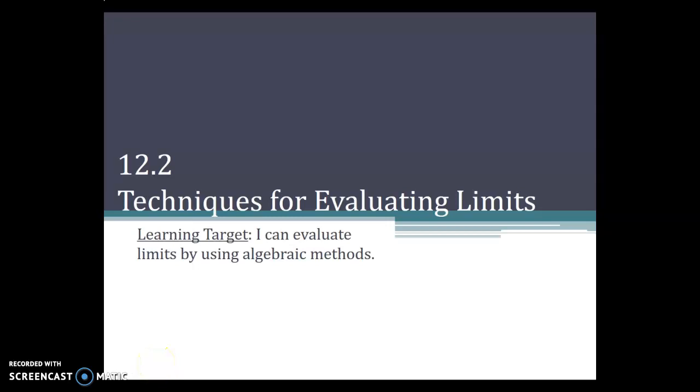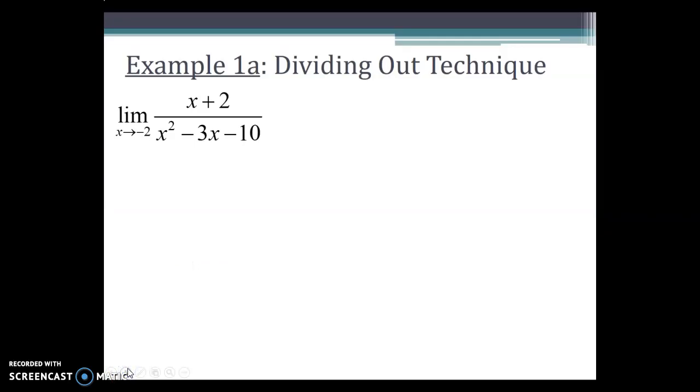Hi everybody, in this video we're going to start discussing some algebraic methods of evaluating limits. Specifically, as this video is called, this one will be all about something called the dividing out technique. The dividing out technique absolutely requires you to harken back to all of your factoring knowledge. So without too much more introduction, let's get started.